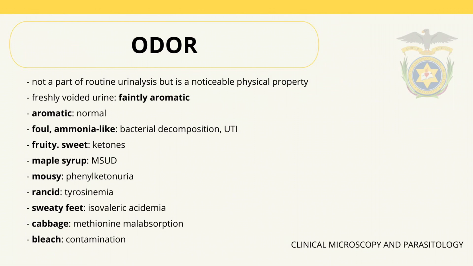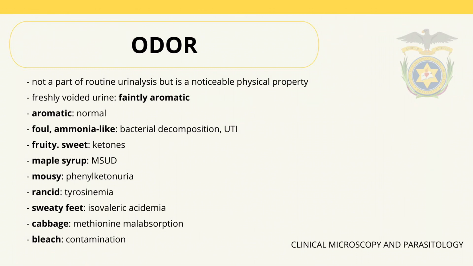Lastly, for the odor, which is not usually a part of routine urinalysis but is a notable physical property. Freshly voided urine is faintly aromatic, which is normal. For a foul, ammonia-like smell, this can indicate bacterial decomposition or UTI. For fruity and sweet smelling urine, this can be because of the presence of ketones. For maple syrup, this can be because of a genetic disorder, which is maple syrup urine disease.